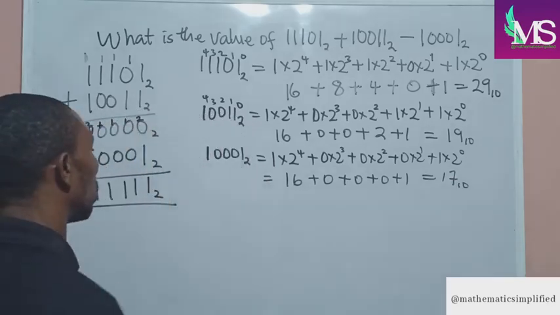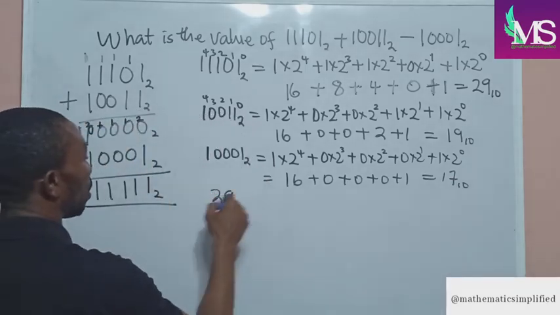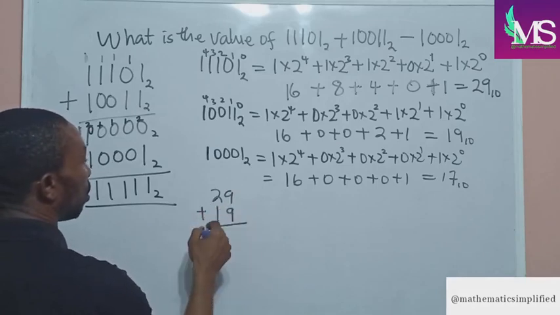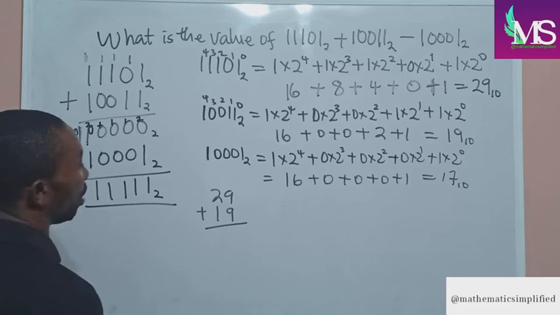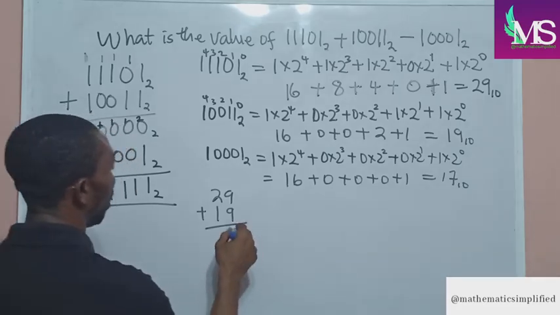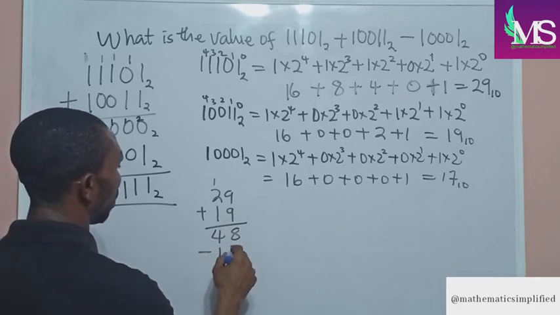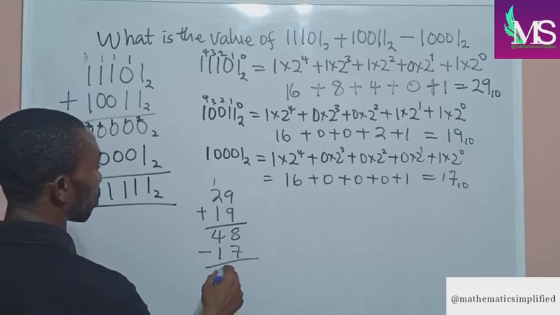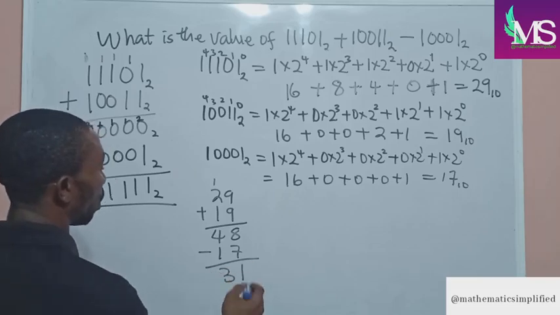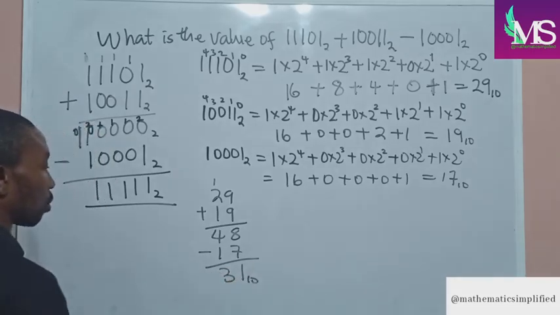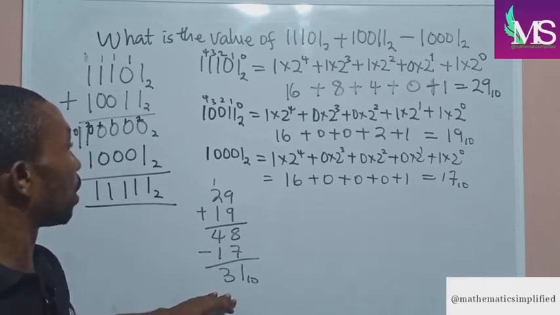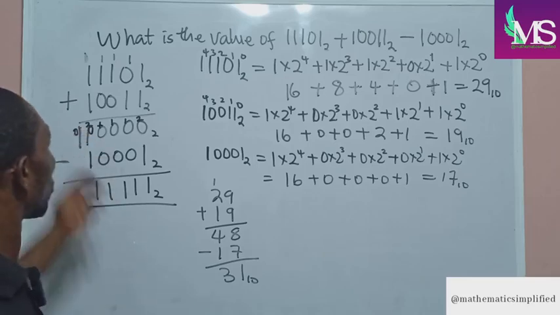Now doing our addition, we are having 29 plus 19. 9 plus 9 is 18, write down 8, carry 1. This gives us 48, minus 17 will give us 31 in base 10. So now we convert our 31 base 10 back to base 2.